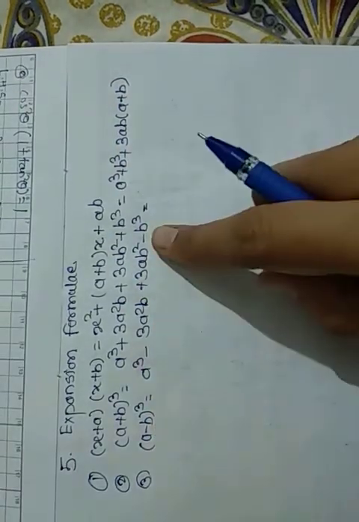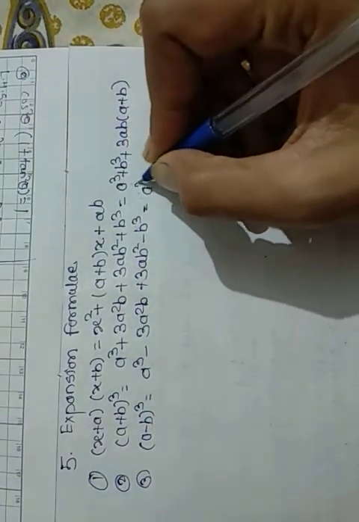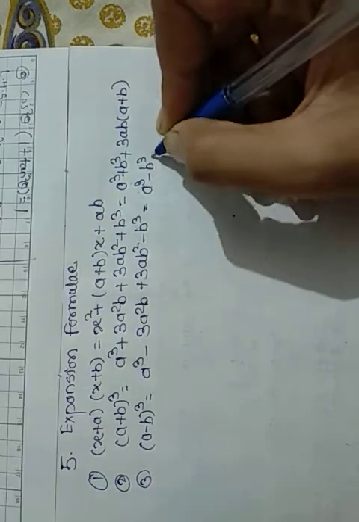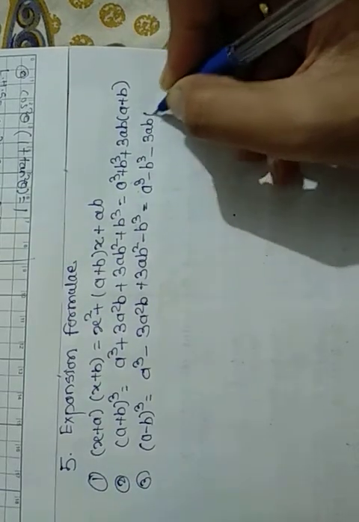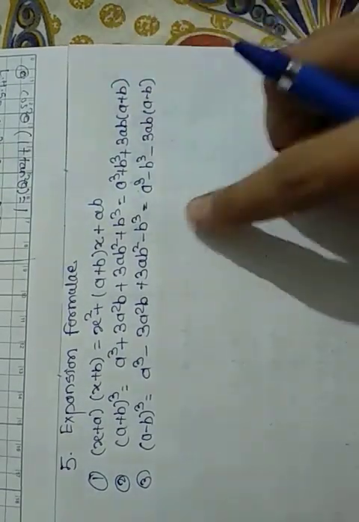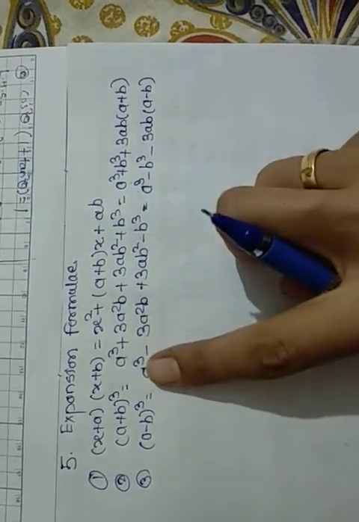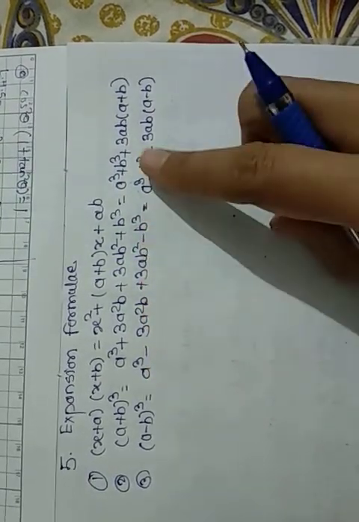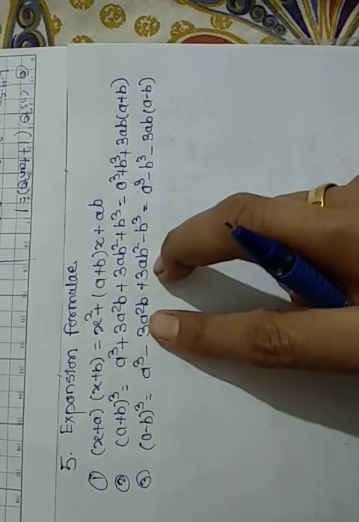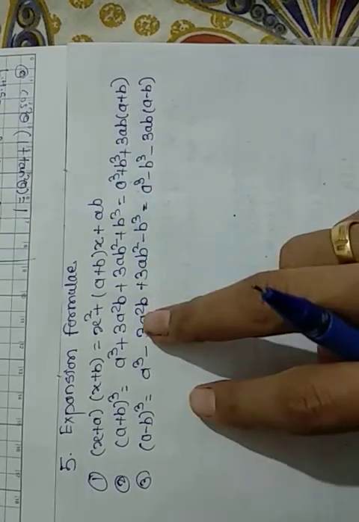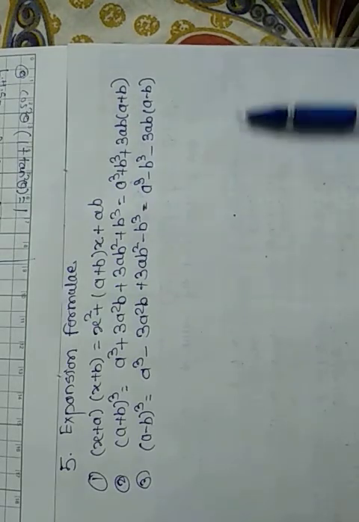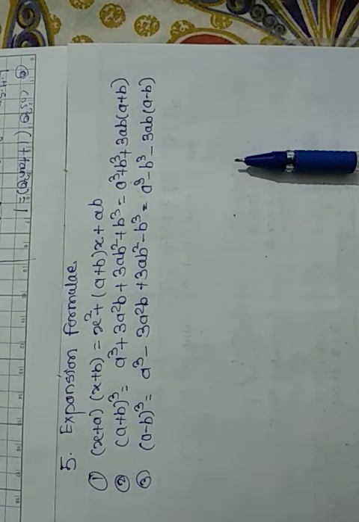Also this formula we can write: a cube minus b cube minus 3ab into bracket (a - b). These two formulas are same. See this a cube minus b cube. Only from these two terms we take common 3ab outside the bracket, so inside the bracket there is a minus b.